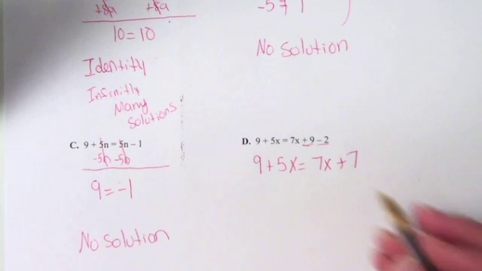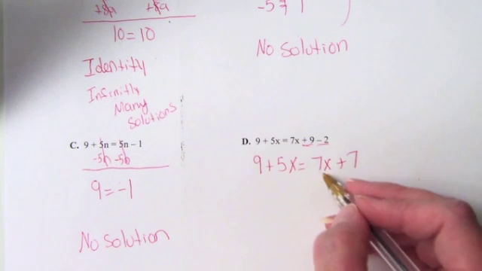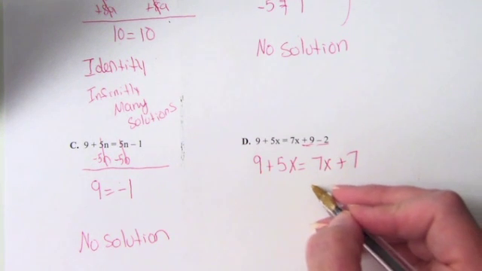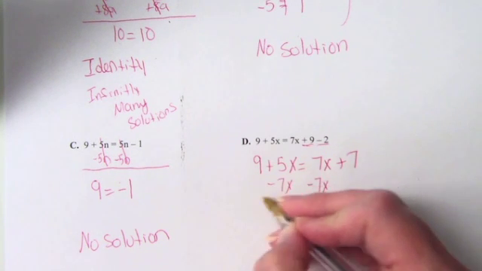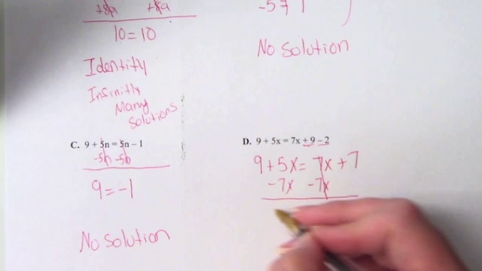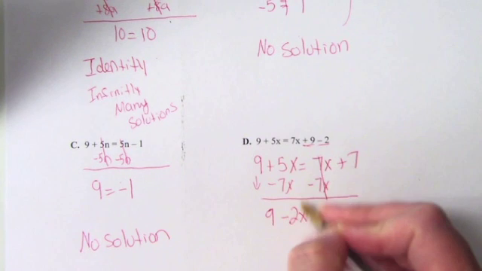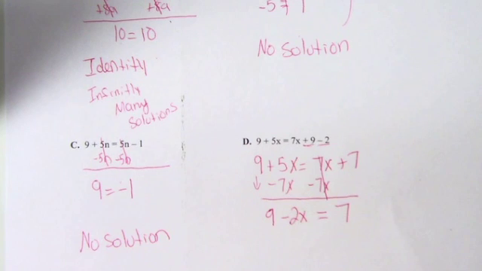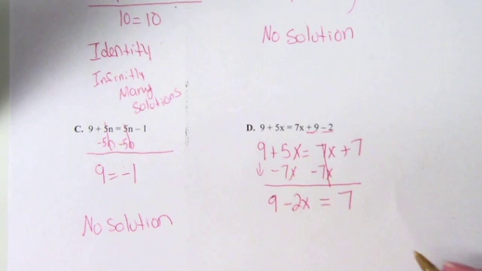Okay, so now let's do what we did yesterday in class. Let's take one of these to go to one side or the other. It doesn't really matter which we do. So I'm going to move this 7x over to the other side. We get negative 7x. So those cancel. Bring down our 9. We get 9 minus 2x, because 5x minus 7x is negative 2x, equals 7. All right, this one we're not eliminating the variable. So this one we're actually going to get a solution.